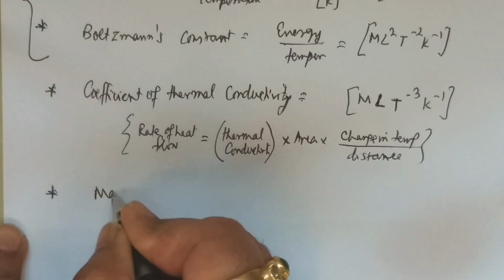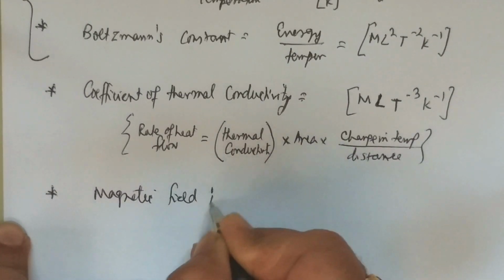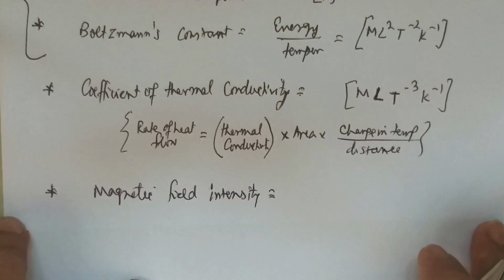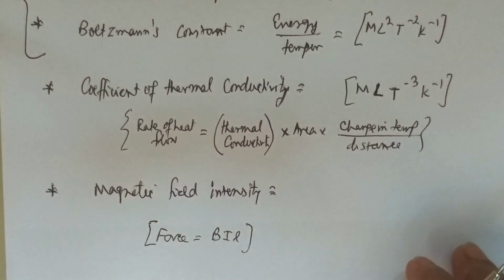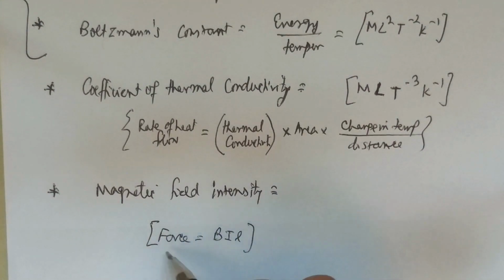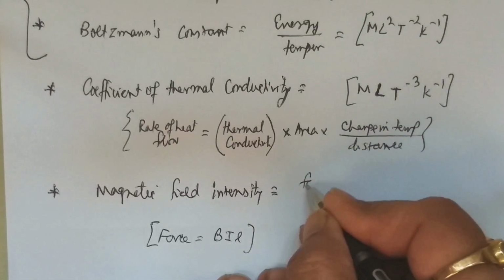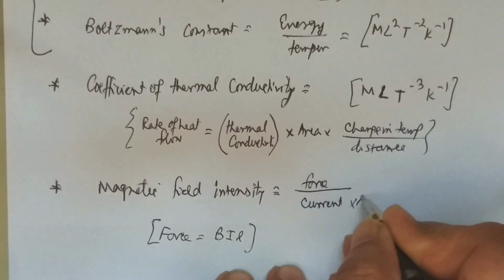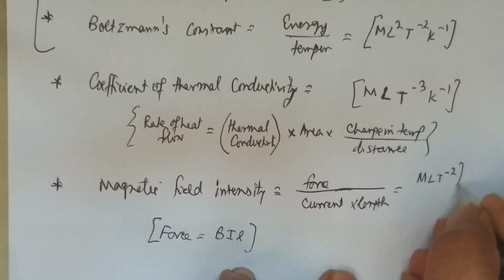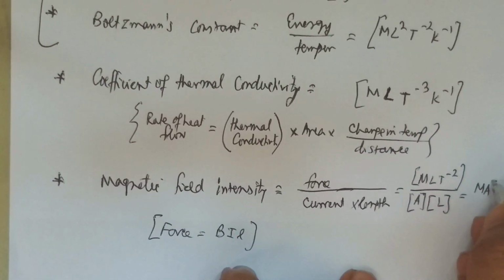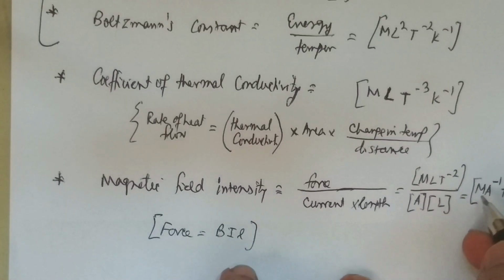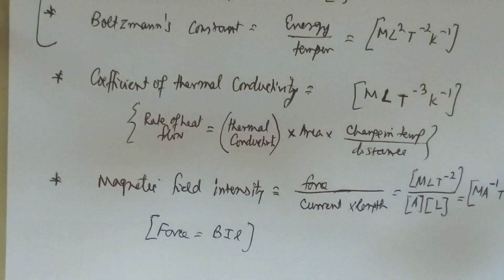Then you have magnetic field intensity. It is also called magnetic induction. So this you remember, force is equal to BIL. You might have studied Fleming's left hand rule. That is the force experienced by a current carrying wire placed perpendicularly in a magnetic field. Here B is the magnetic field. So from this we can say that B is force divided by current and length. What is force? Same, MLT⁻². Current is A, and length is L. So you see L gets cancelled. M A⁻¹ T⁻², or you can write T first, that is MT⁻²A⁻¹. This is basically the magnetic field intensity. Just check this dimension.